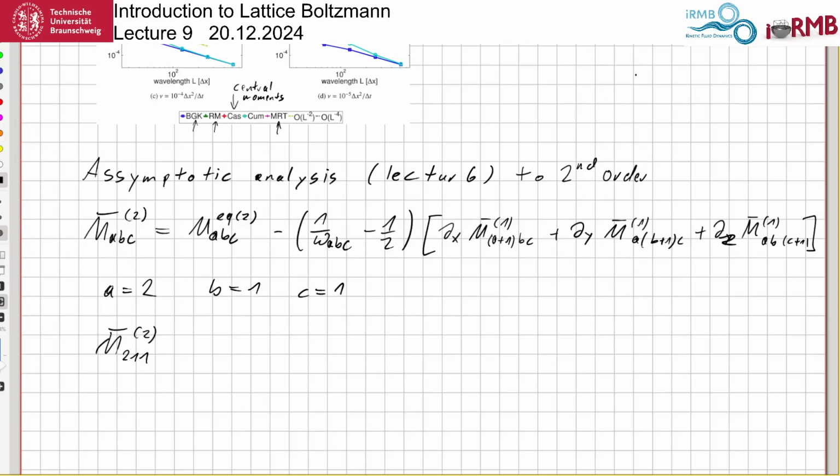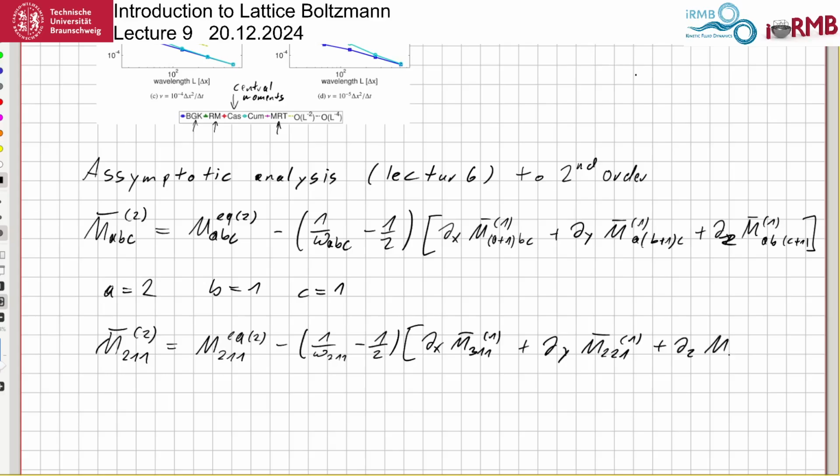But on a completer lattice, we will have this moment. Completer is of course not a correct word, but bigger lattice. So we'll enter the numbers. We get 1 over omega 211 minus this one, dx M311 to first order, plus dy M221 to first order, plus dz M2.